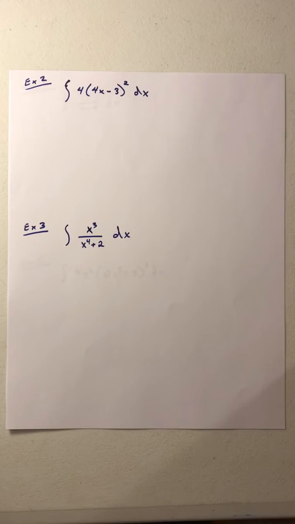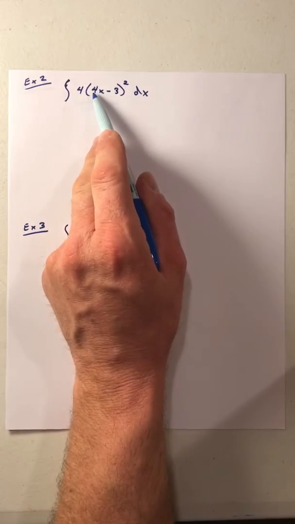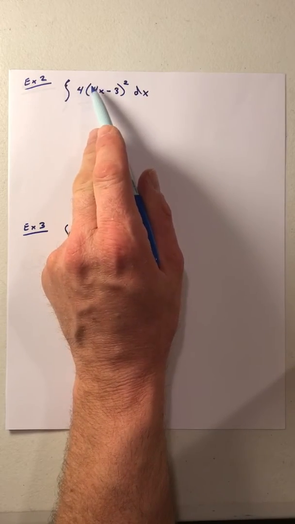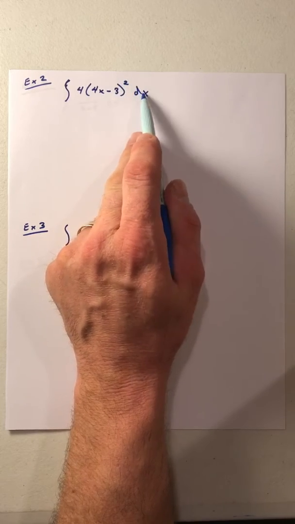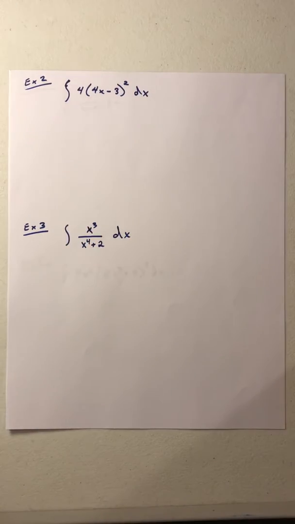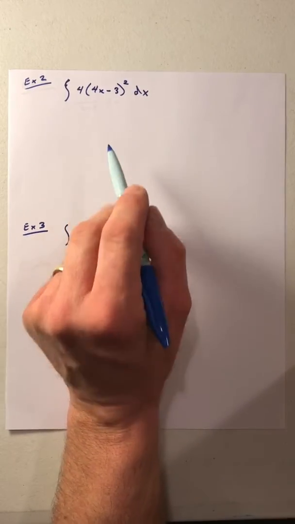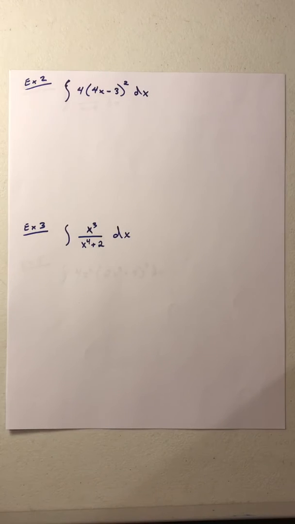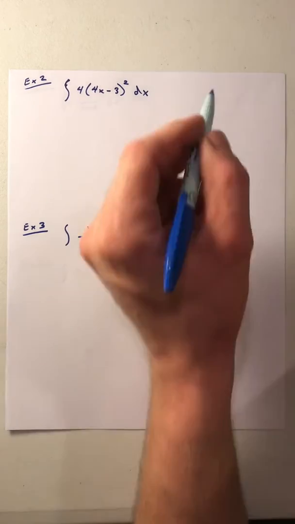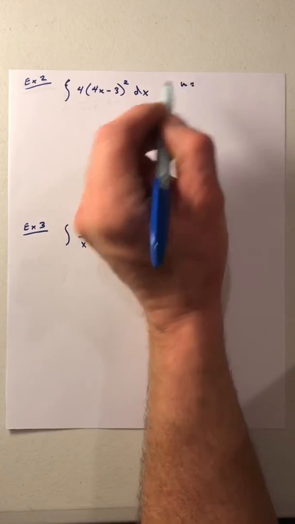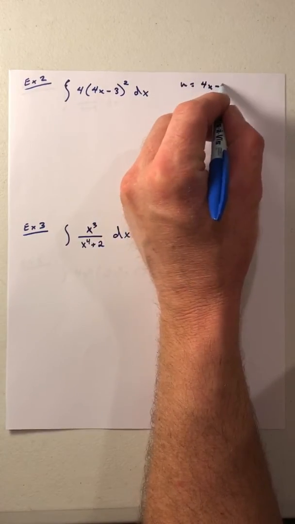Example 2, we're again going to see that we have the integration of 4 times (4x minus 3) to the second dx. We could, and I would expect some of you to, go ahead and square that out, find the integration, and be done. What I'm going to do today is to show you what the u substitution is going to look like. So I'm going to let u equal 4x minus 3.